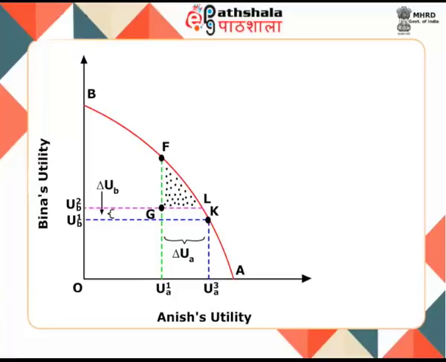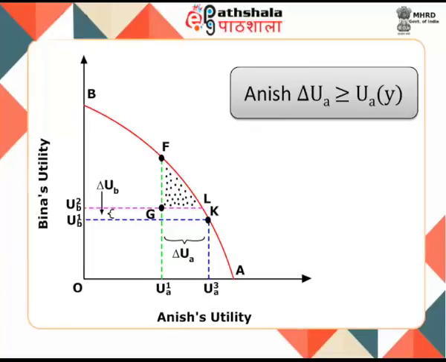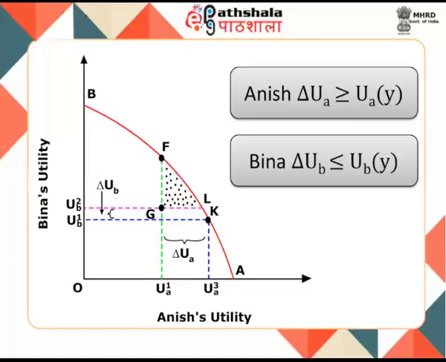If Anish compensates Bina by giving her Y units of market goods, then both will agree only when, for Anish, change in UA is greater than or equal to UA(Y), and for Bina, the change in UB is less than or equal to UB(Y). In case when compensation can make unanimity among the individuals for a particular societal bundle, we may say that there is feasibility for Pareto improvement.